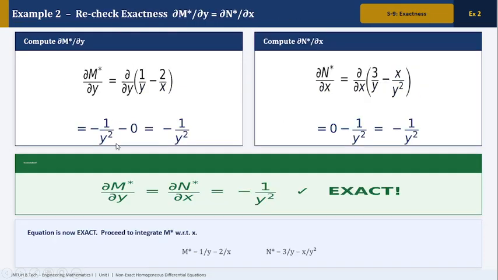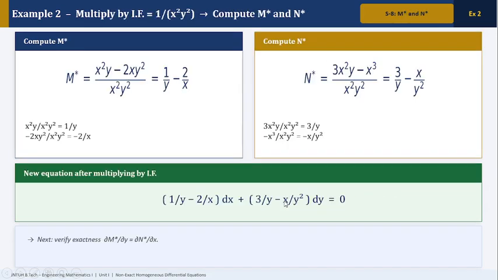Right, so dou M star by dou y: with respect to y, the x term is constant. And with respect to x, the y term is constant. Here this term will be 0 and this term will be 0. So both partial derivatives give the same result, which is minus 1 by y squared. Therefore the equation M star dx plus N star dy equals 0 is exact.